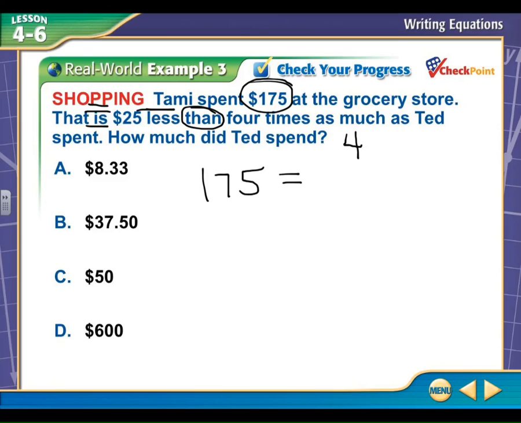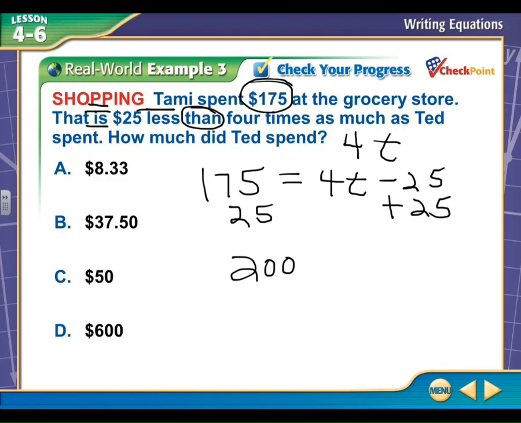I'm not going to use that T because that looks too much like an addition sign. So we'll do 4T, 4 times as much as Ted, minus the $25. And then if we solve that, we're going to add 25 to both sides. We get $200 is equal to 4T. Then we're going to divide both sides by 4. And we find out that Ted spends $50.